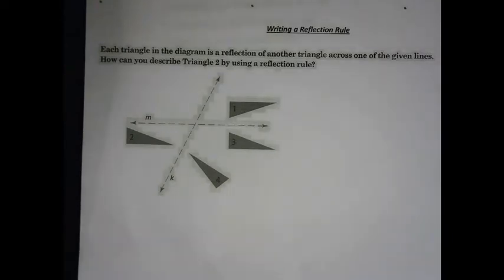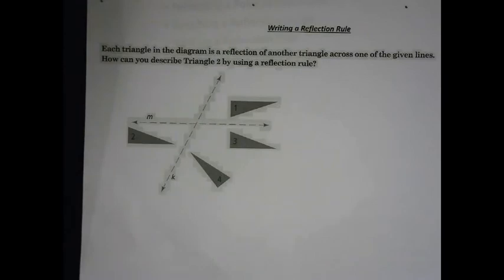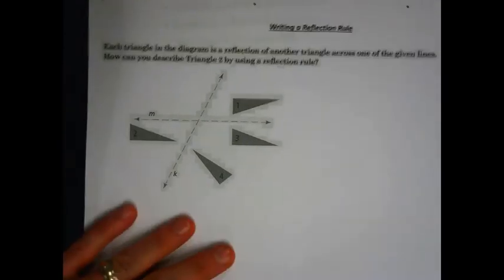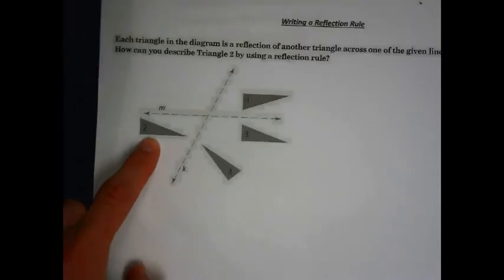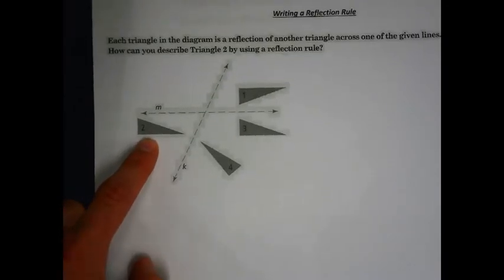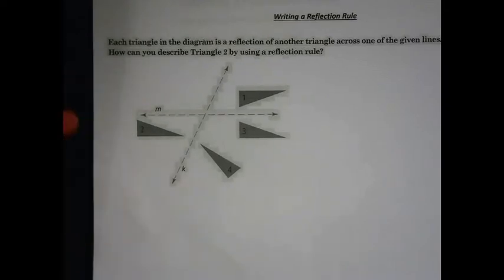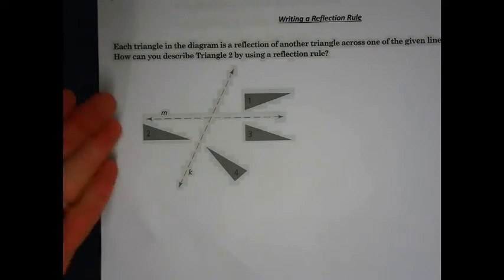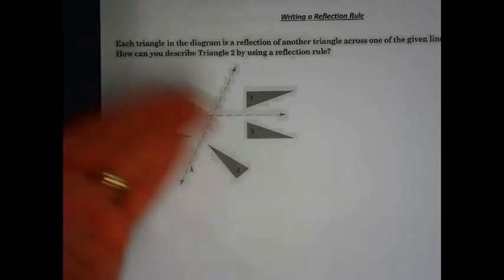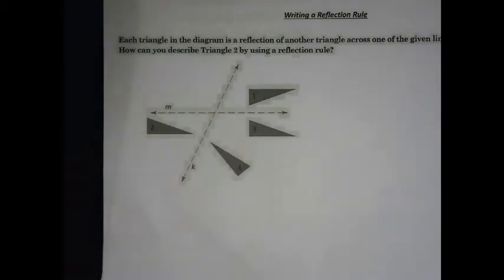How can you describe triangle 2? So what we're going to do, describe triangle 2 using a reflection rule. Well, where in the world is triangle 2? Right there, okay? So how can we describe that triangle? Where could triangle 2 have come from a reflection? Okay, so triangle 2 was reflected. Was it reflected over M? No. Was it reflected over K? Yes, right? Totally, if we took this triangle and reflected it, we'd get 2.